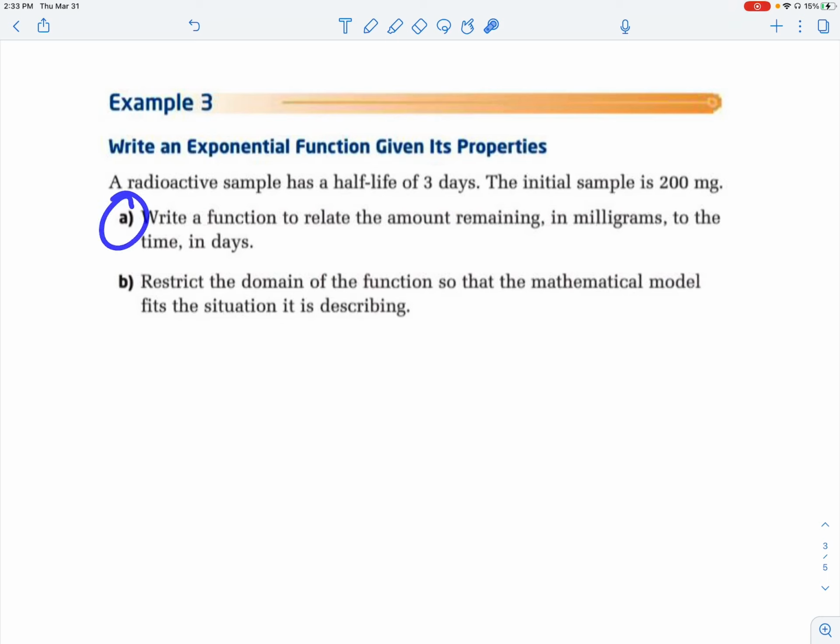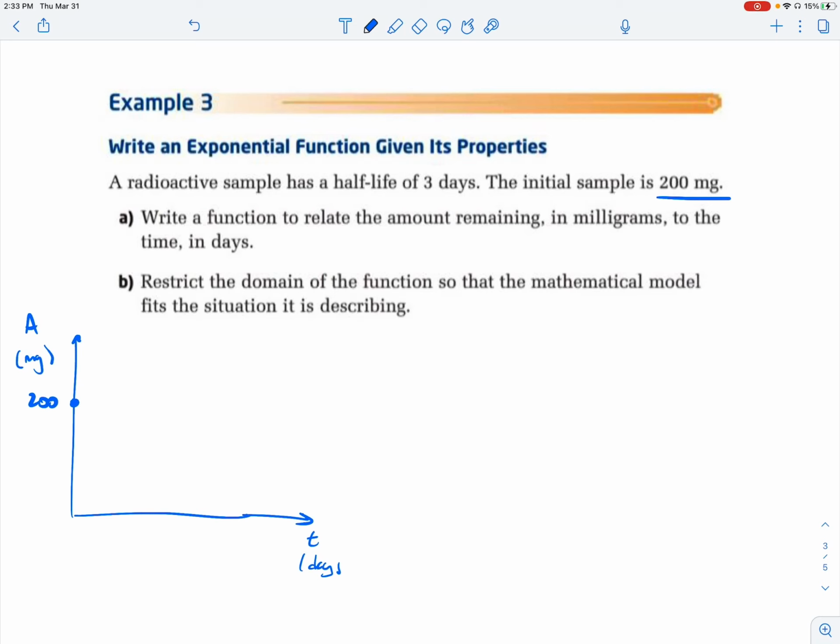All right, so part A says write a function to relate the amount remaining in milligrams to the time in days. So let's actually do a quick graph here. I know it's not asking us to graph, but this will give us an idea of what is happening. So we're going to have our amount up here, which is in milligrams, and then we'll have time here, which is going to be in days. So we are starting with a sample of 200, so up at 200.